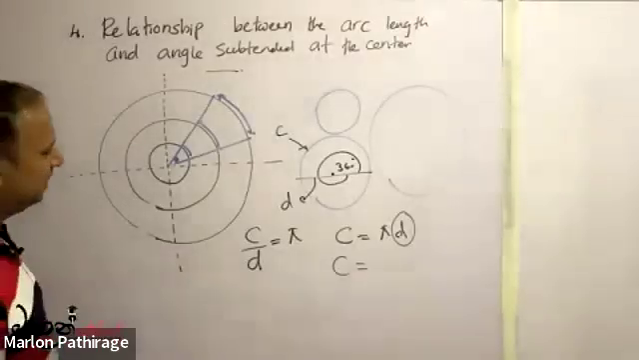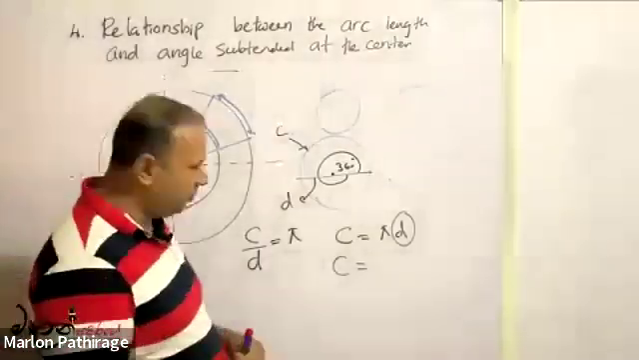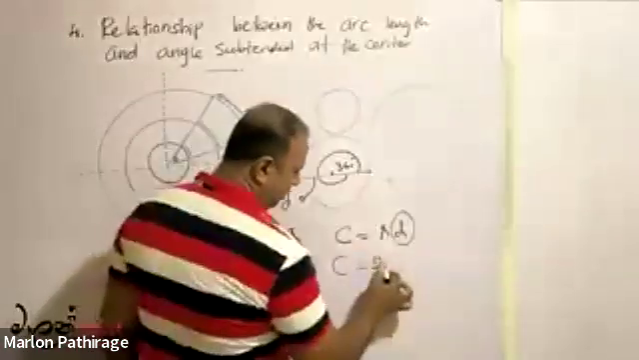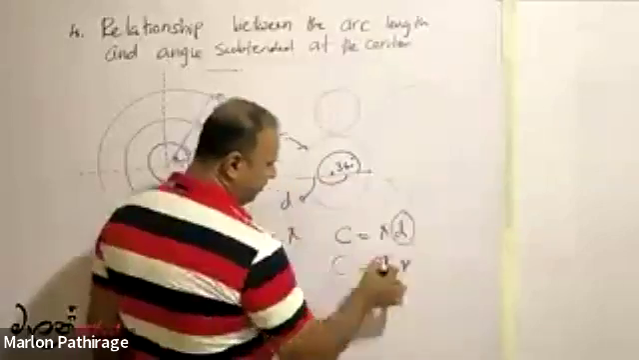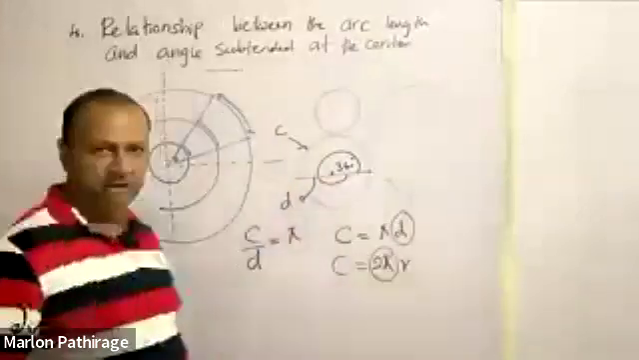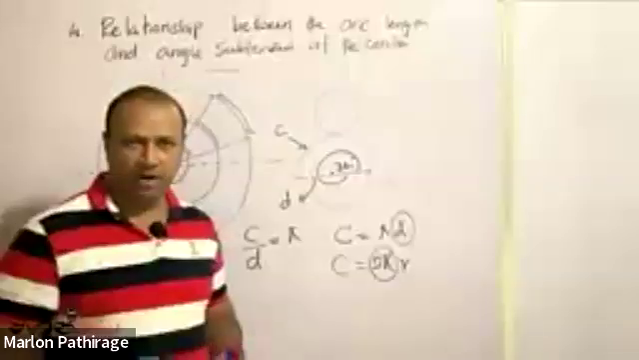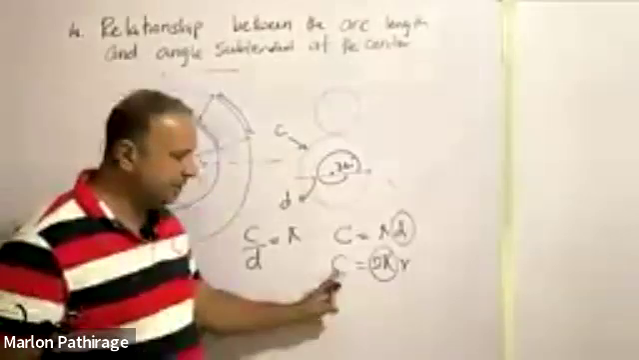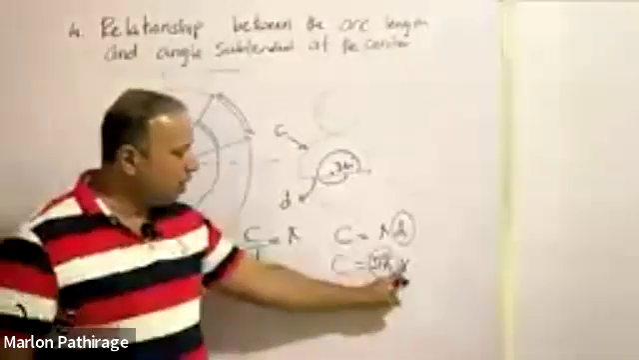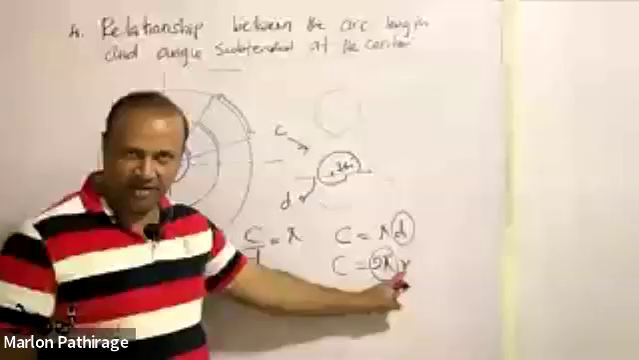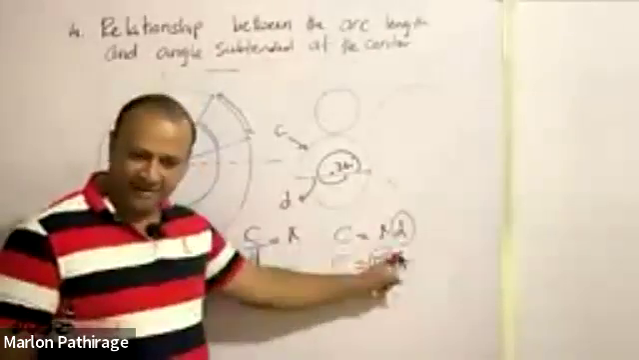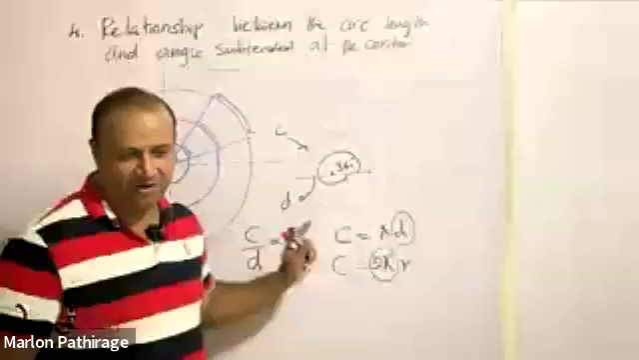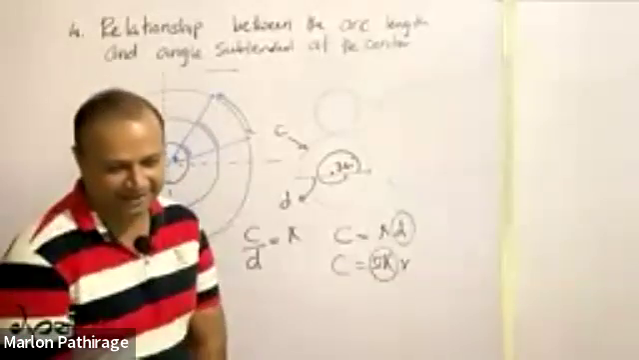Okay, but therefore, this constant can be written as 2,5. Therefore, C means circumference. Now R is radius. This is the constant.